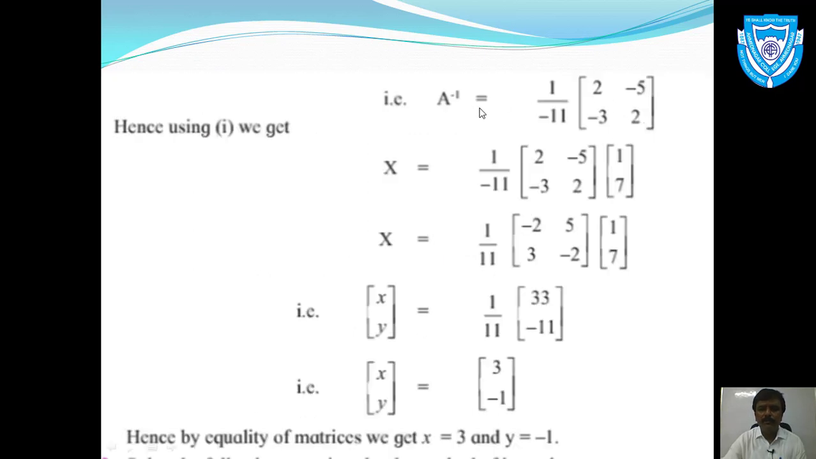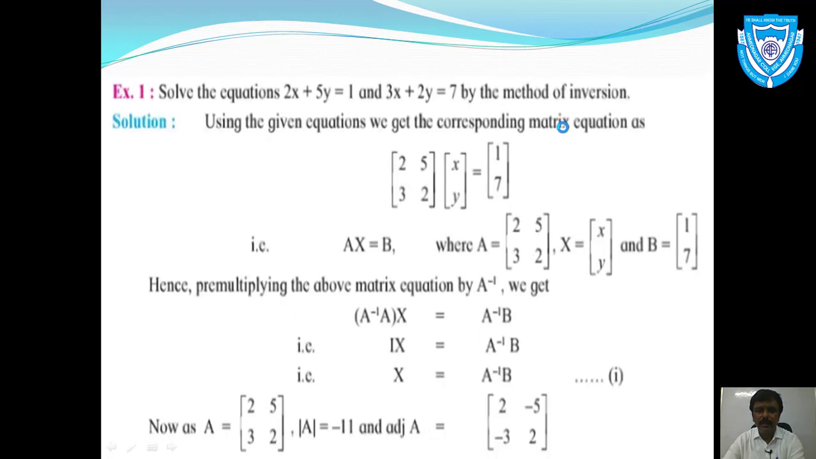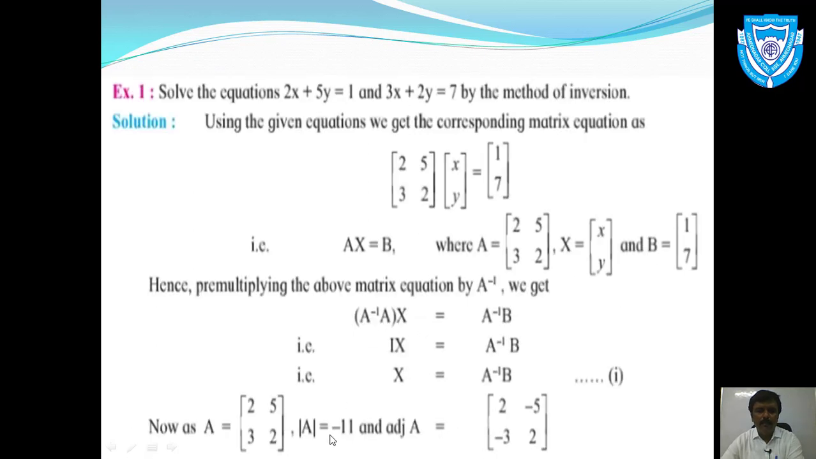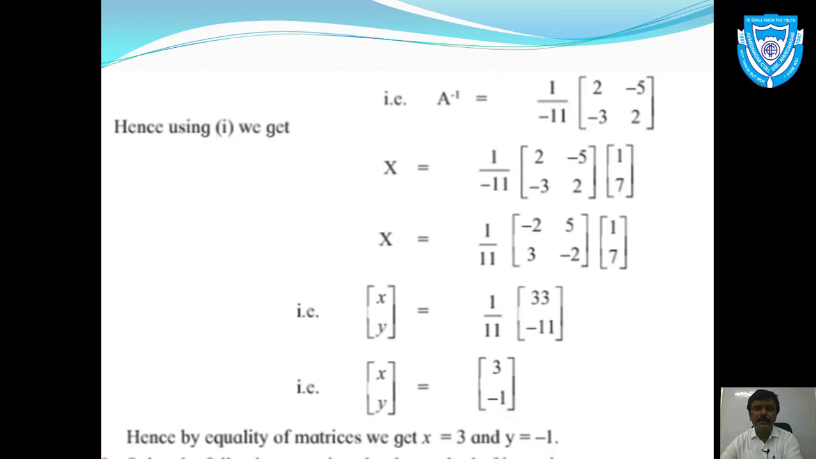So A inverse is equal to 1 upon -11, because in the previous slide you must have seen we have derived the determinant of A as -11. The adjoint of A is 2 -5, -3 2. We have both the values, the adjoint of A and the determinant of A. Now let us use both of them to find A inverse.